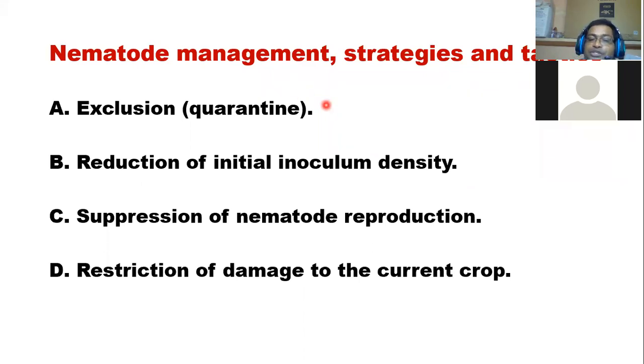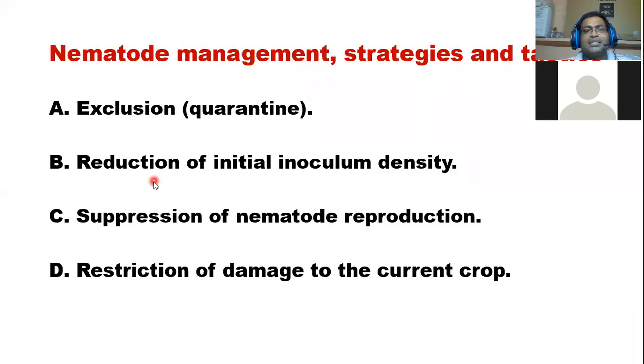Third one is suppression of the nematode population. Suppression of the nematode population you can do by reducing the initial inoculum, or in another method, if you are going to use a resistant plant, it automatically reduces or suppresses the nematode population. Next one is the restriction of damage of the current crop. So this is mainly thinking about the chemical management of nematodes.